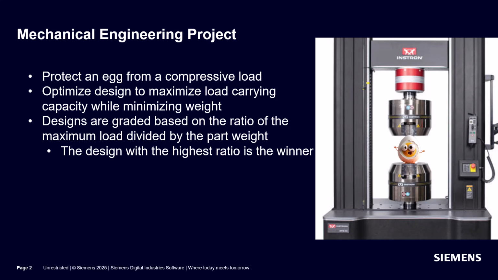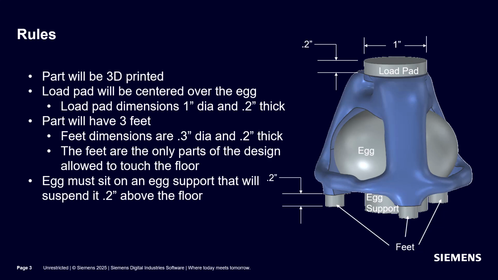Today we'll create a 3D printed structure to protect an egg from a compressive load using NX topology optimization. The goal is to create a part that is strong and lightweight. The shape that will result from NX topology optimization will need to be 3D printed.